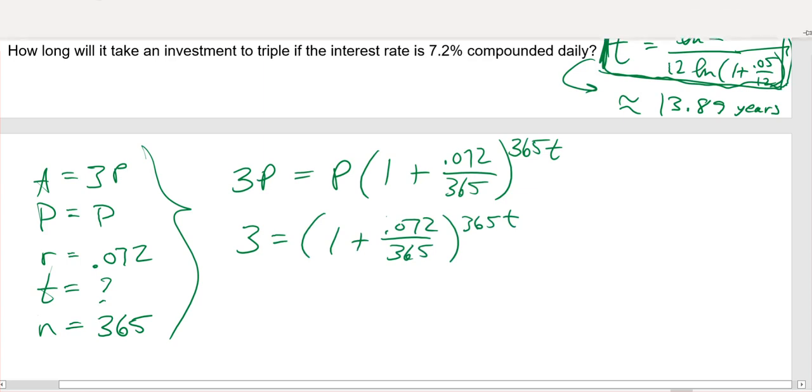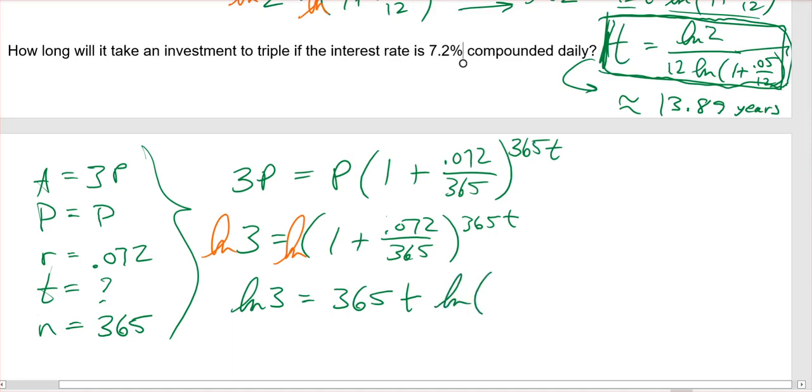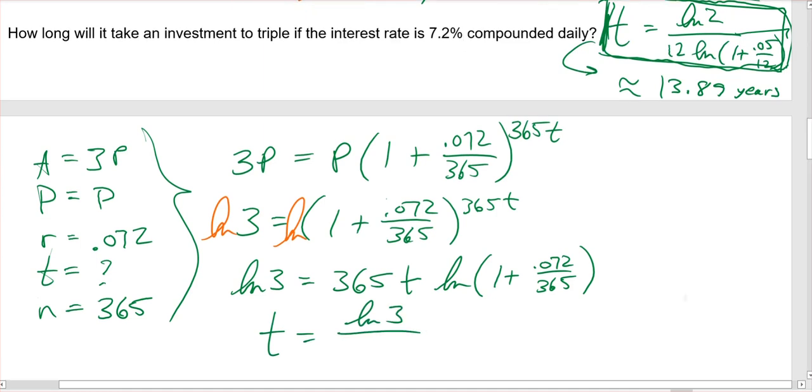And now we just do the usual stuff, right? So we've got an exponential expression isolated. We're going to do the natural log of both sides. And then our exponent gets shifted down to a factor position using that nice product rule. Then we've got natural log of 1 plus 0.072 over 365. And now we're home free. So we got t is the left-hand side divided by the factors on the right that we don't want.